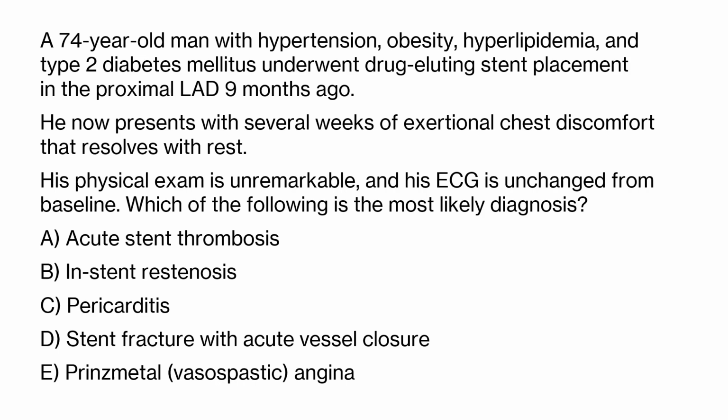A 74-year-old man with hypertension, obesity, hyperlipidemia, and type 2 diabetes underwent drug-eluting stent placement in the proximal LAD 9 months ago. He's now coming in with several weeks of exertional chest discomfort that resolves with rest. His exam is unremarkable, his EKG is unchanged from baseline. Which of the following is the most likely diagnosis?